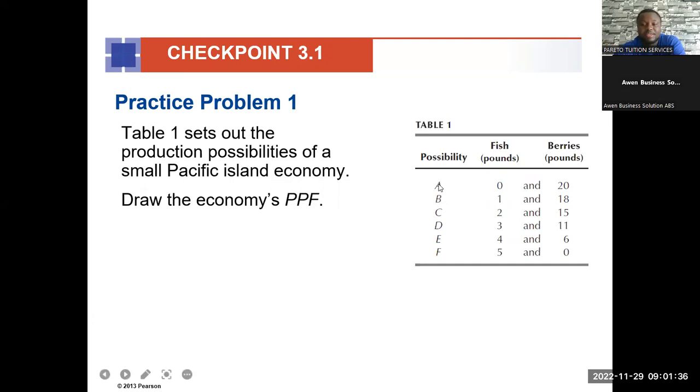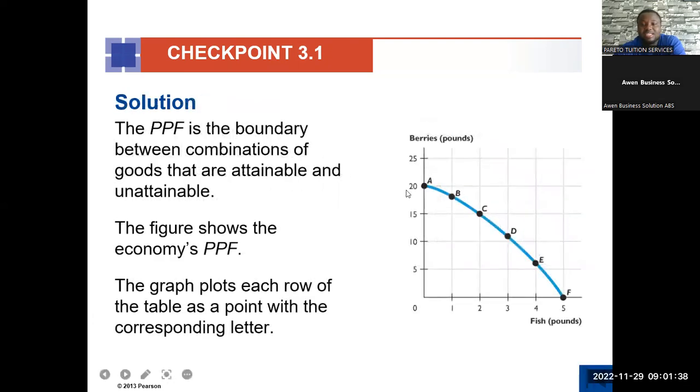So when we start from A, the first one is that when they use all their resources to produce 5 pounds of fish, they don't produce any berry at all. So that is point F. And then for point A, when they use all their resources to produce berries, they produce 20 pounds without producing any pound of fish. Then in between the two polar cases, we have the different possibilities or combinations as well. So you just do it for each combination and then you draw the curve through it.